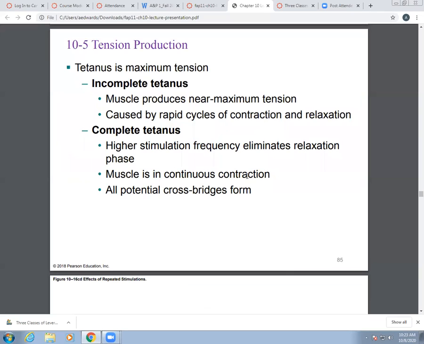Now, another term you need to know is tetanus, and that just means maximum tension. All right, in incomplete tetanus, the muscle's giving you near maximum tension, and this happens when you get rapid cycles of contraction and relaxation. And in complete tetanus, you have a higher stimulation frequency, and that eliminates the relaxation phase completely. You get a continuous state of contraction. All the cross bridges are going to form.